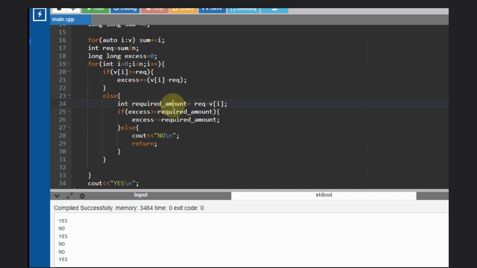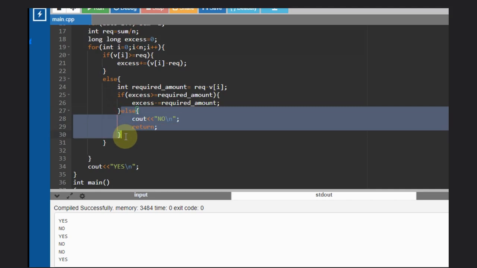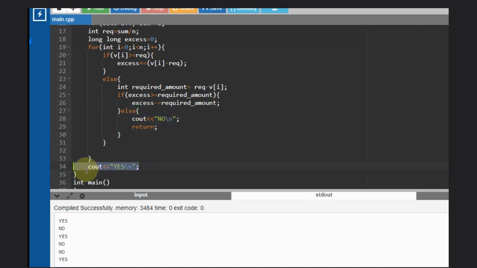Else, what amount is required at this level? The extra amount needed is required minus b of i. If excess is greater than or equal to that amount, then we can subtract it from the excess and proceed. Otherwise, it will be a direct no, because it is not possible to fill now, and we directly return here. If the else condition never fails across all iterations, then we directly return yes. That's it. That is the solution for this question.